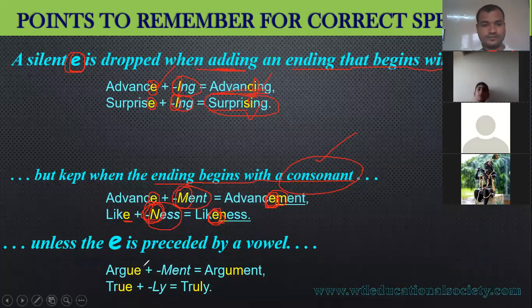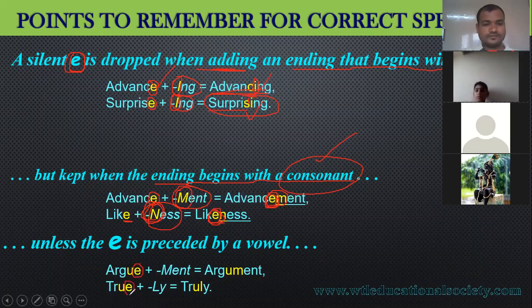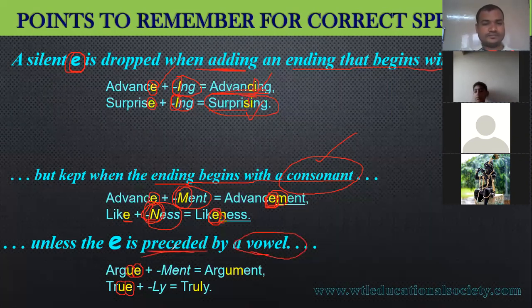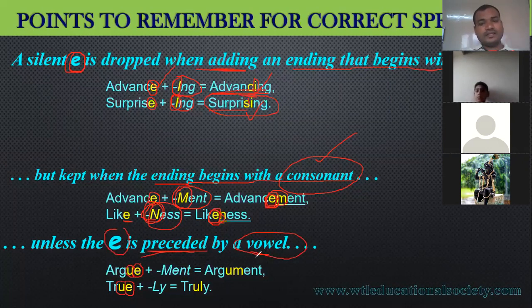So if you observe here, the ending is letter E as usual, correct? The ending is the same. But if you observe the previous letter, it is letter U. Letter U is nothing but a vowel. Letter E is preceded by a vowel. In that case, we are going to omit or drop letter E.